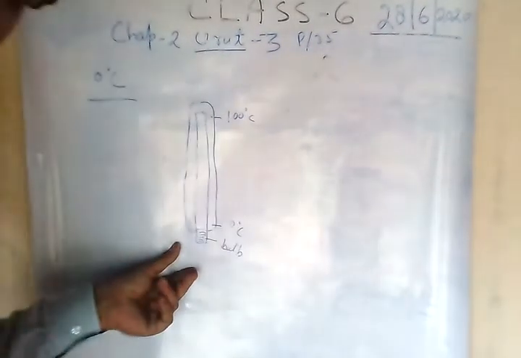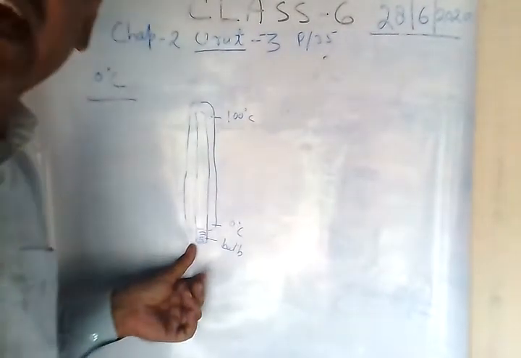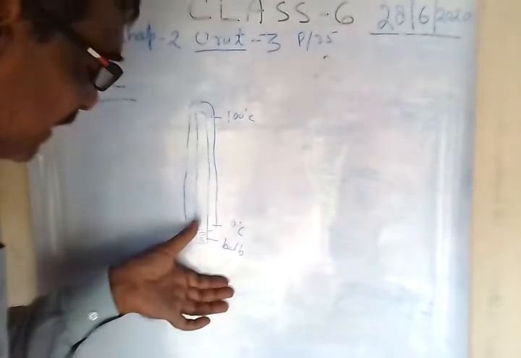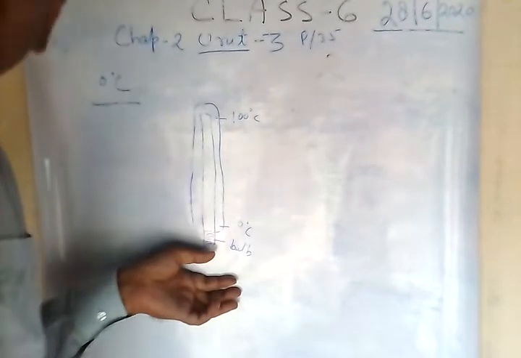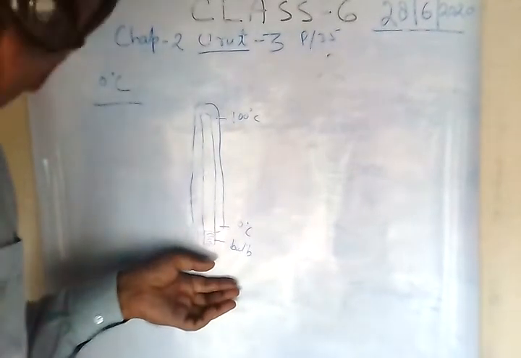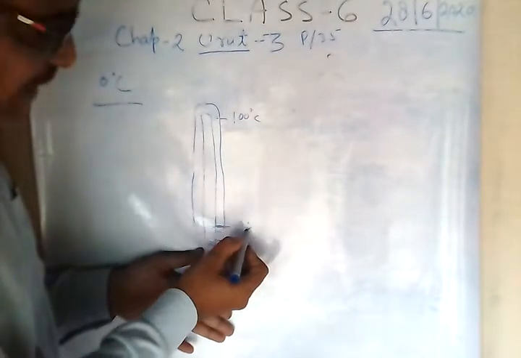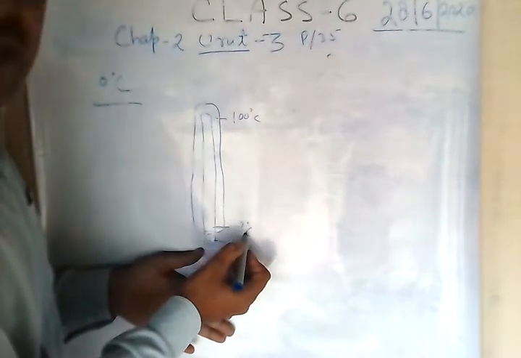Take a thermometer and put it in ice. When you put the thermometer in ice, the mercury level will contract, because the temperature of ice is 0 centigrade. So we mark the level of the thermometer here, and it will indicate 0 centigrade.